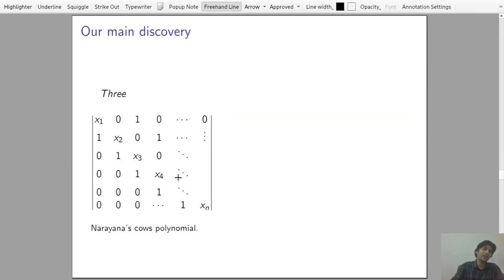In fact, the determinants of these matrices are exactly the Narayana's cow polynomials, and if you compare it with the matrix for the continuant, for example, you can see that this matrix can be obtained from that matrix by taking this diagonal and shifting it by one place in the upward direction.